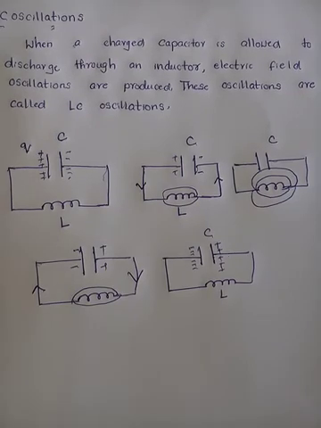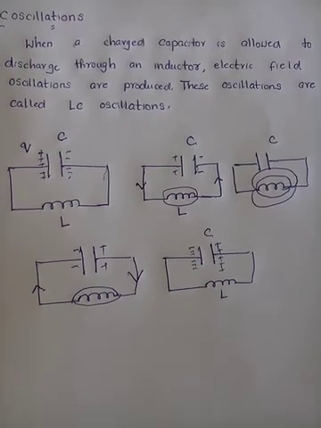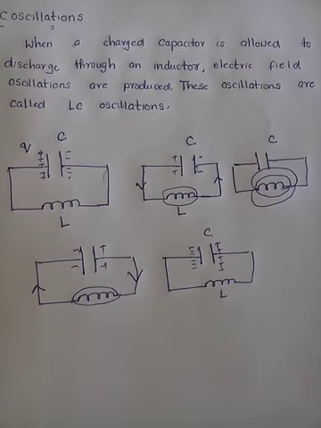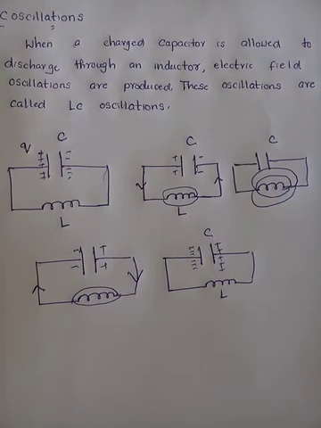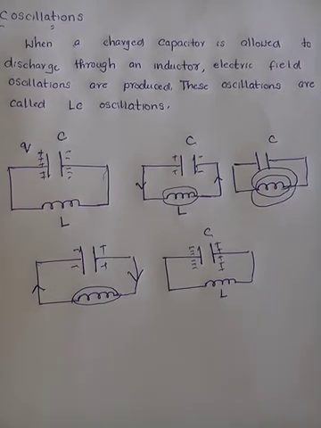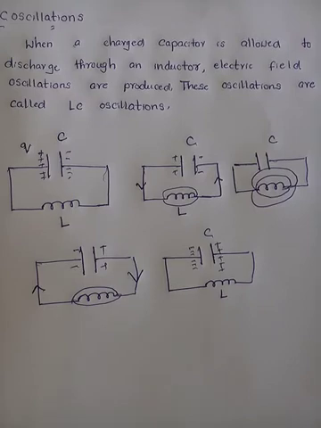So what is LC oscillation? We have just got the definition: when a charged capacitor is allowed to discharge through an inductor, electric field oscillations are produced. These oscillations are called LC oscillations. Means when a charged capacitor is connected to an inductor, oscillations are going to be produced. Let us see how these oscillations are produced and what the frequency of these oscillations is in this class. Clear? Right.